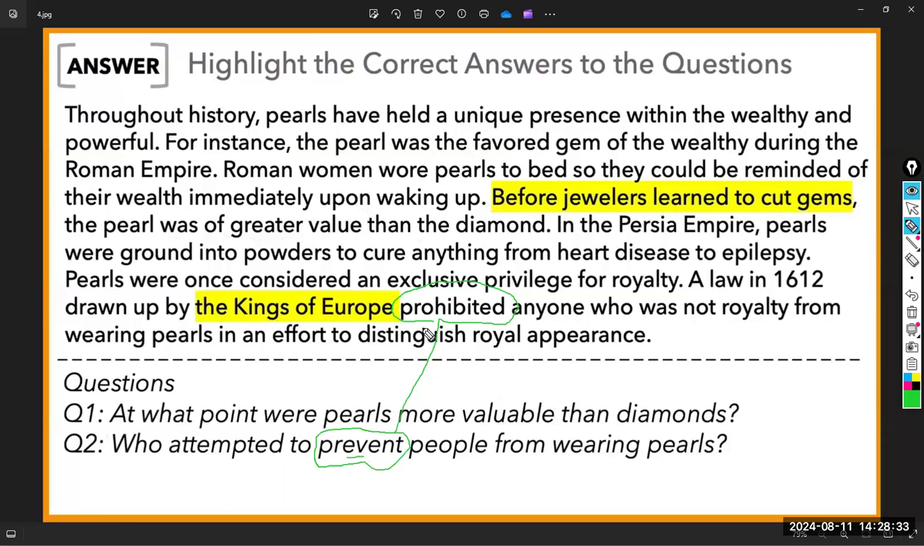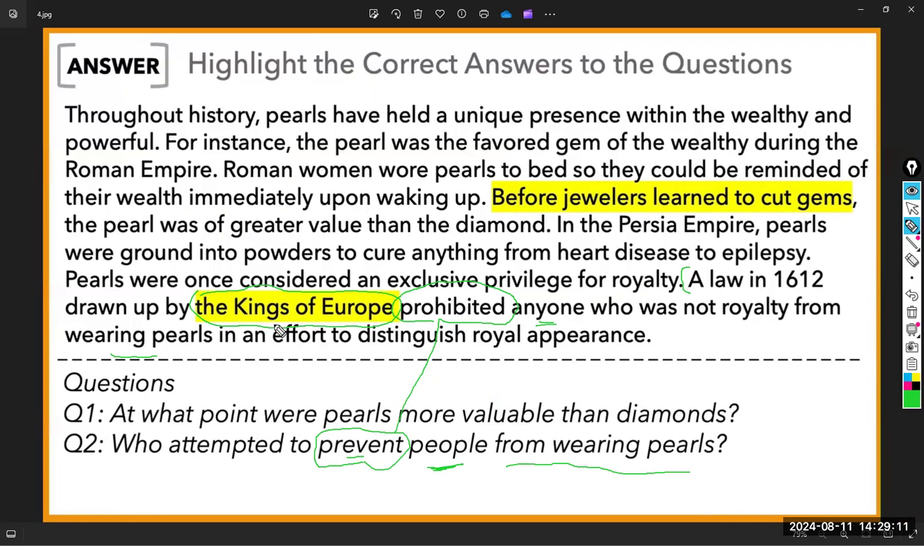When I find it, absolutely, as I told you, I have to go back to the beginning of the sentence, like this. So in 1612, a law drawn up by the kings of Europe prohibited anyone, this is the second meaning of people, anyone who wasn't royalty from wearing pearls. So the answer is the kings of Europe. Okay, guys, so this is the way that I have to scan the passage, please.